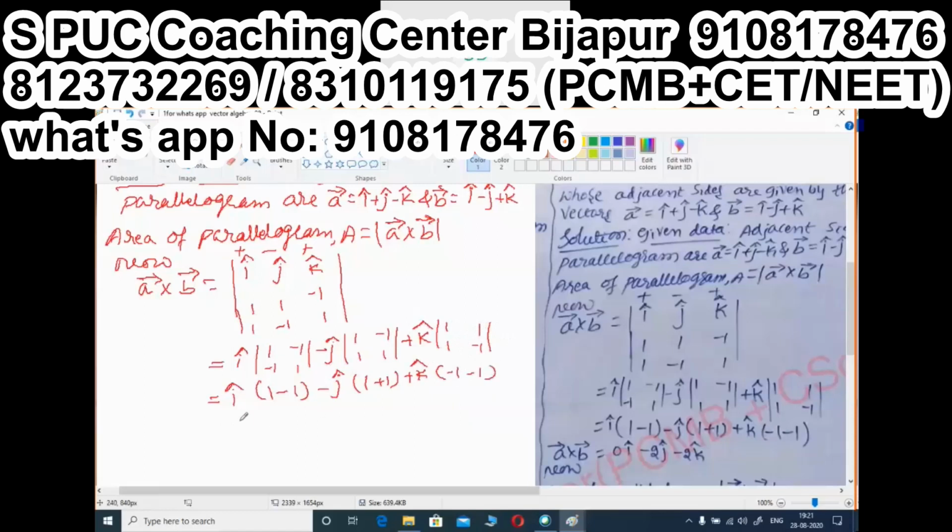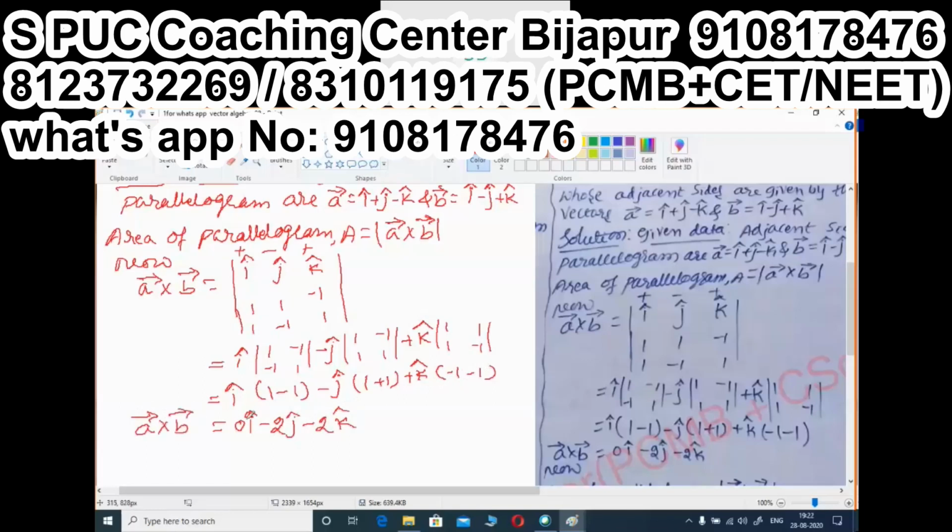So you are going to get i cap into 0. So 1 minus 1 is 0, that is 0 i cap. Okay, that is fine. Next, minus j cap into 1 plus 1, that is 2, so minus 2 j cap. Okay, next please. That is minus 1 minus 1, minus 2, so minus 2 k cap. This is the required A cross B.